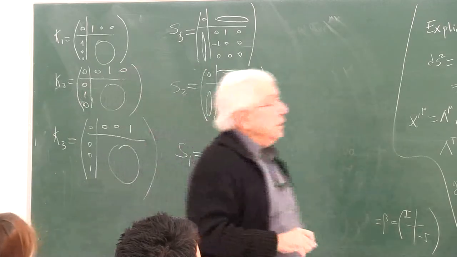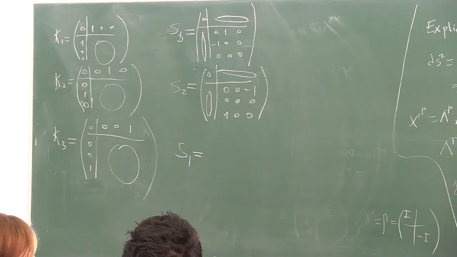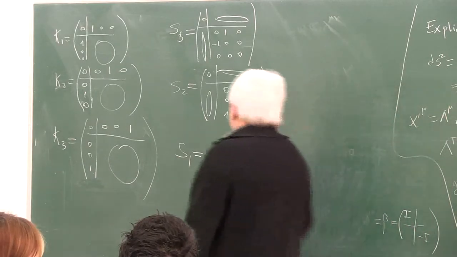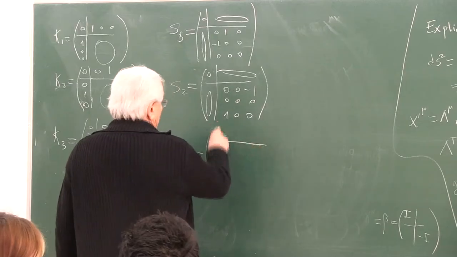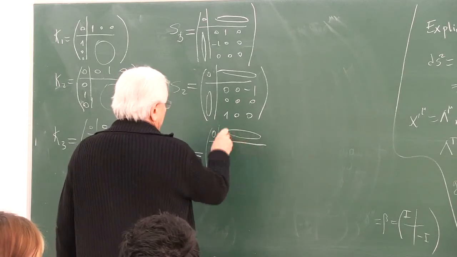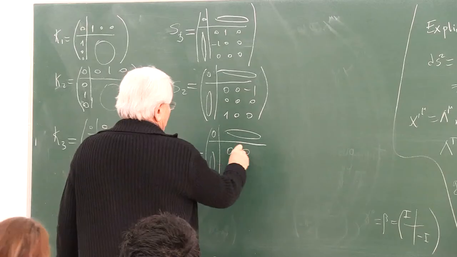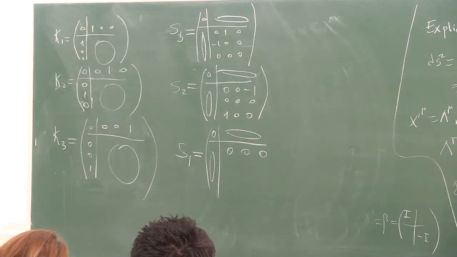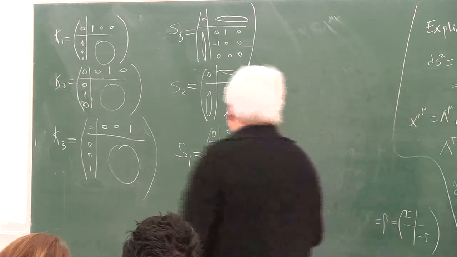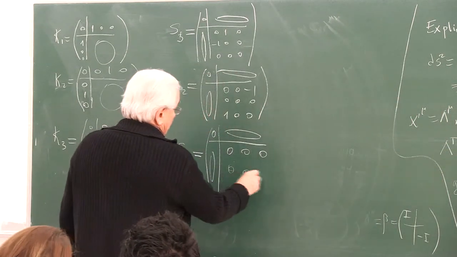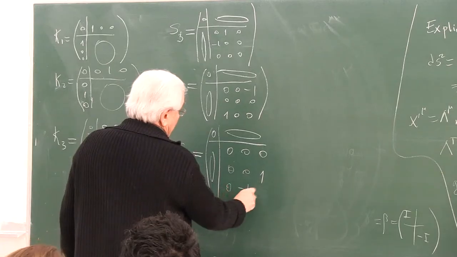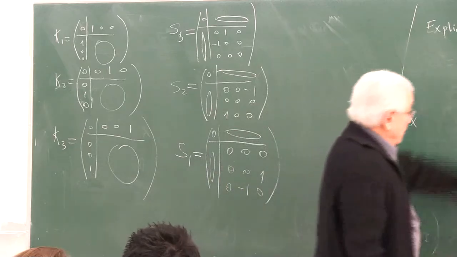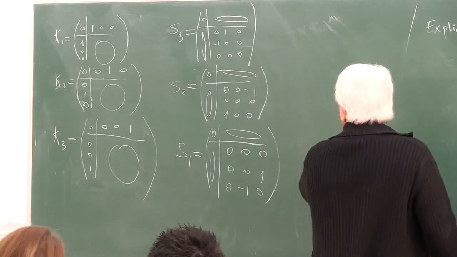The S1 is then 2, 3, so it is 1 and minus 1 in the 2, 3 positions. 0, 0, 0. 0, 0, 1, 0, minus 1, 0. Okay, that's the S1. Okay, correct.